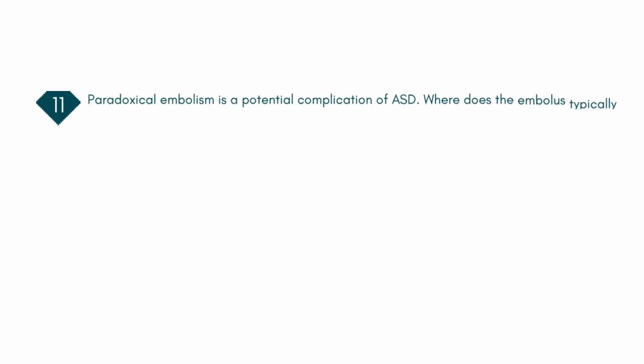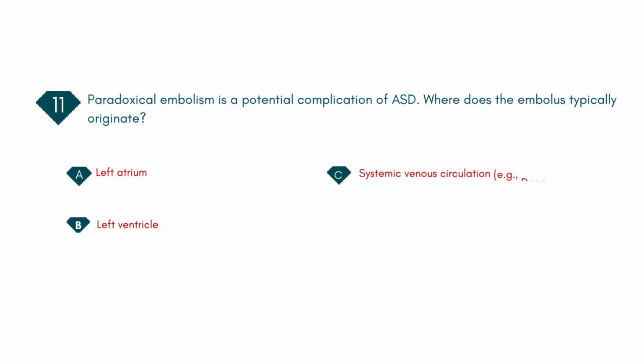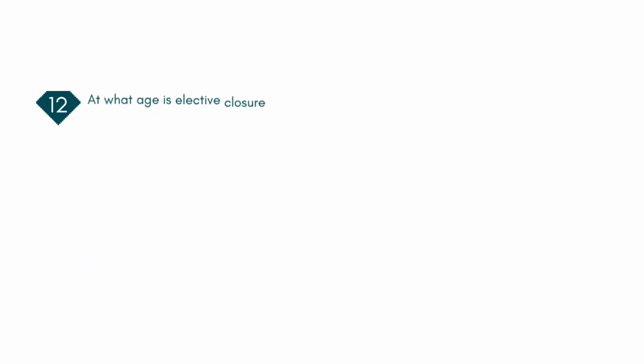Paradoxical embolism is a potential complication of ASD. Where does the embolus typically originate? A. Left atrium. B. Left ventricle. C. Systemic venous circulation, e.g., deep vein thrombosis. D. Pulmonary veins. Answer: C. Systemic venous circulation. At what age is elective closure of a significant, asymptomatic ASD usually recommended?